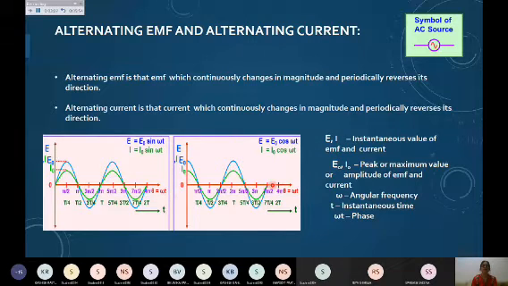Omega is the symbol we use for angular frequency. Small t we use for instantaneous time, meaning time at a given instant, and of course capital T is for time period. Omega is angular frequency, and omega t equals theta. Theta at a given instant will give us the phase.